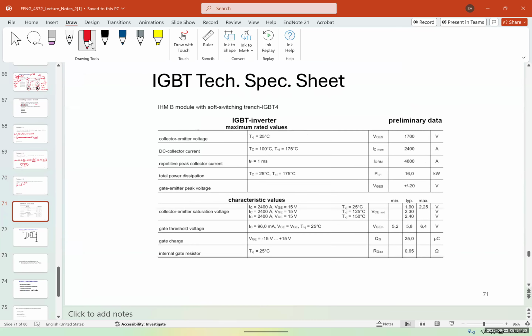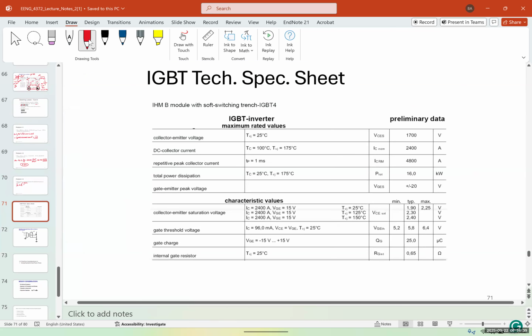Now, when you want to pick a transistor such as an IGBT, usually you are given a data sheet for that transistor or thyristor or diode. And here I put an example of an IGBT, and the different values and different characteristics of an IGBT. And you can find that for any other transistor like a MOSFET or BJT and so on.